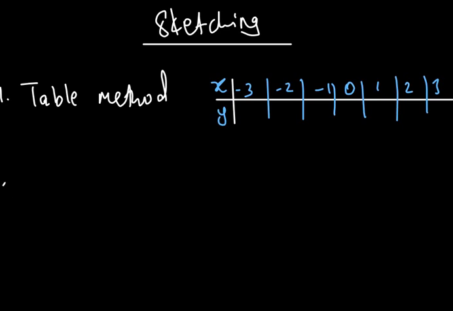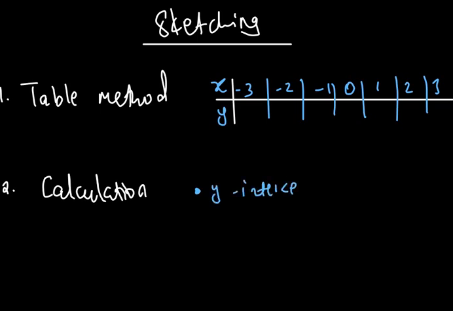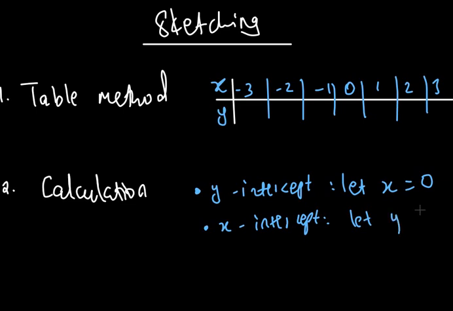Quite simple. And then number 2, you can use the calculation method. So calculation now, that means you do things such as finding the y-intercept. You find the y-intercept by doing what? By letting x be 0. Then number 2, you can find the x-intercept by doing what? By letting y be 0.